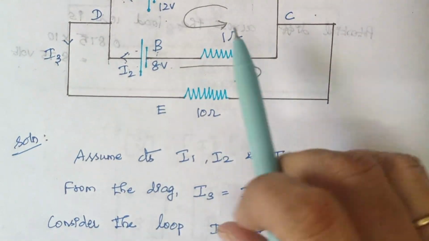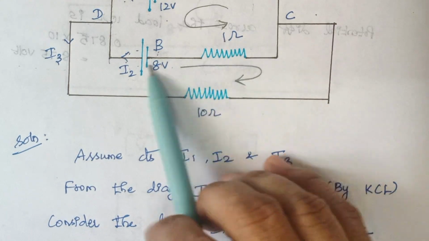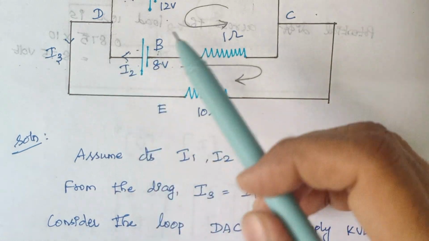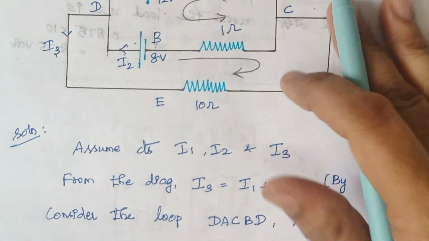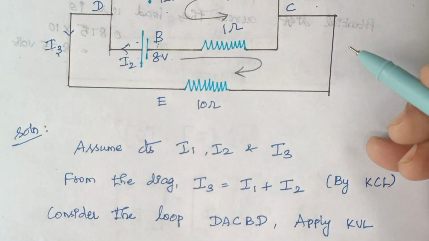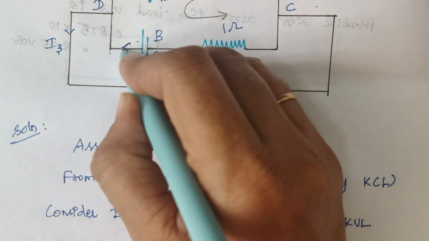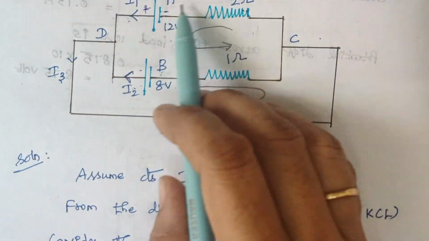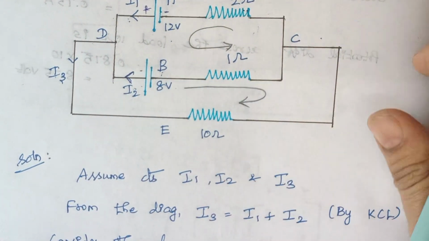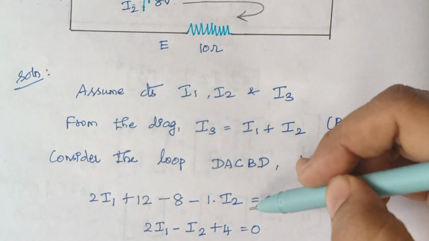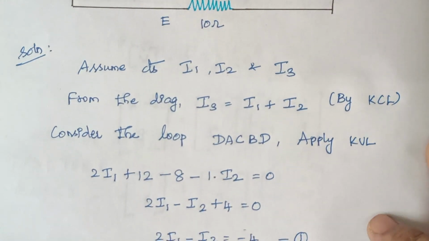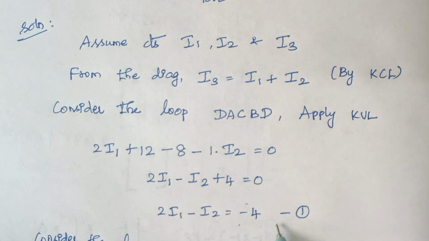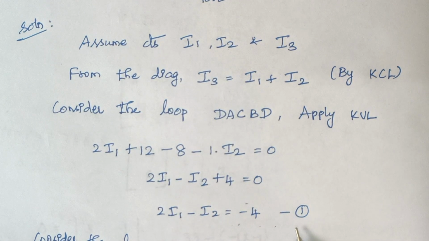And the thing is, the assumed current direction is opposite to that of the previous current direction. Therefore here it is minus 8 and here minus 1 into I2. Because initially we assumed the flow of current direction like this, but when considering the loop, we are considering the direction on the opposite side. Therefore here we are including a minus sign, right? So now when you simplify, finally we get the expression 2I1 minus I2 equal to minus 4. Name this expression as 1.